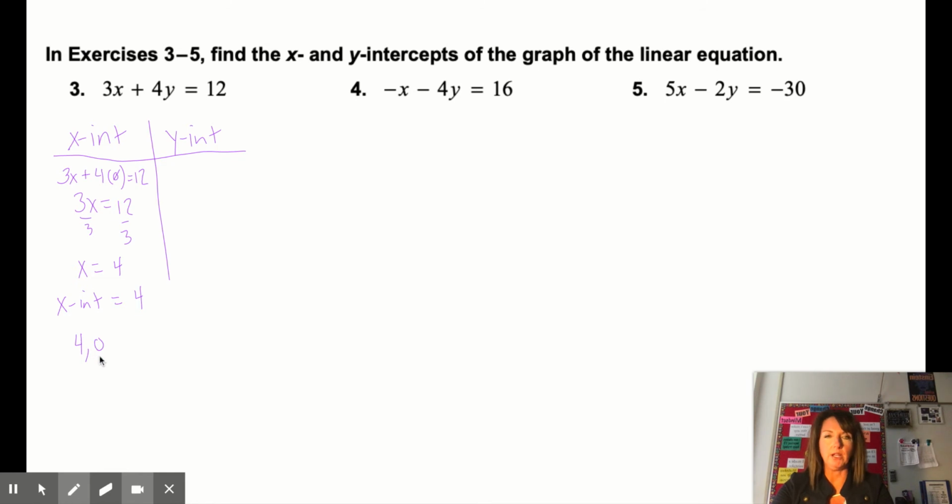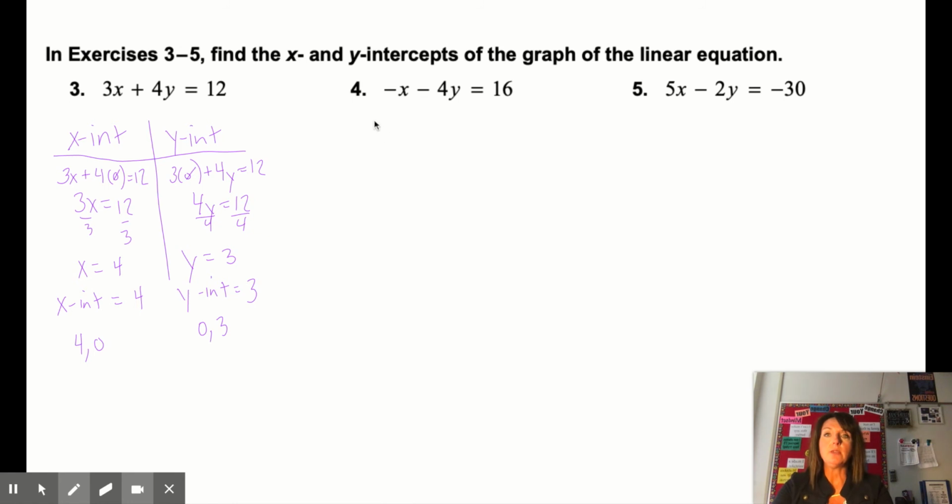I don't know that they have you put it in as ordered pairs. They might just ask you to tell what the intercept is. For the y-intercept, we make x equal to 0. So 3 times 0 plus your 4y. Now we're going to solve for y. So what we're really solving is 4y is equal to 12. Okay, and y is equal to 3. So the y-intercept equals 3. And that is represented by the ordered pair (0, 3). Okay, just so you're aware of that, because in the next step, we're going to be graphing these 2 points.